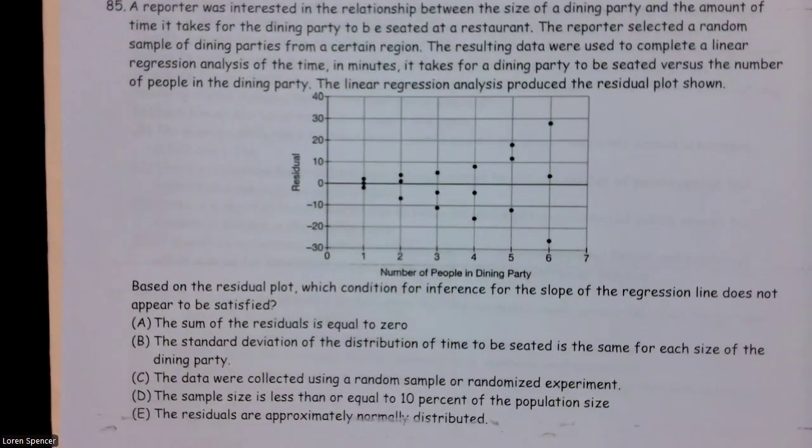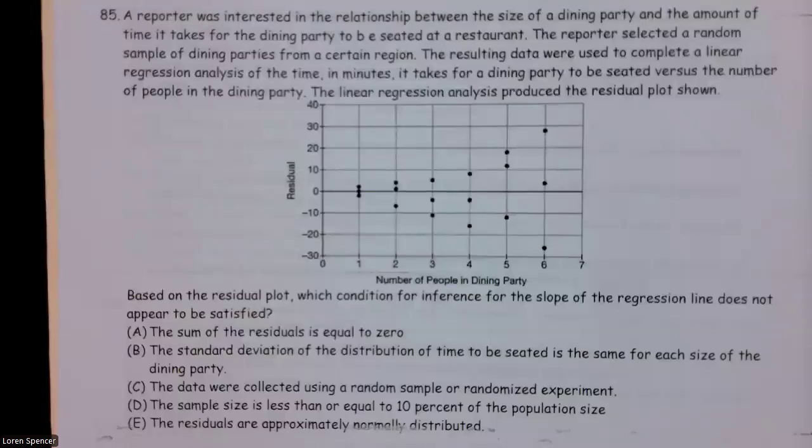85. A reporter was interested in the relationship between the size of a dining party and the amount of time it takes for the dining party to be seated at a restaurant. The reporter selected a random sample of dining parties from a certain region. The resulting data were used to complete a linear regression of time in minutes it takes for a party to be seated versus the number of people in the dining party.